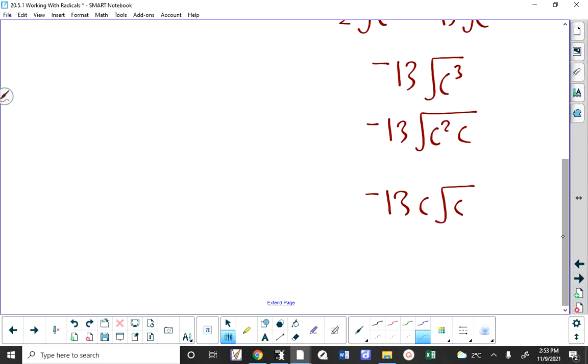This gets harder to explain what we have. I would say that we have negative 13 of these. We have negative 13 c root c's. I don't think you want to say we have negative 13 c root c's, although it's not wrong, it's just a little more weird.